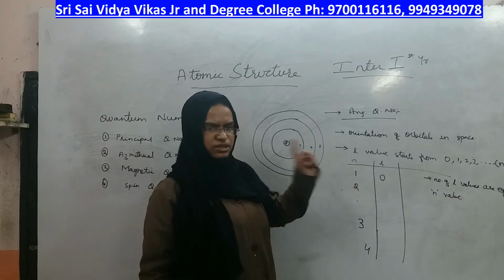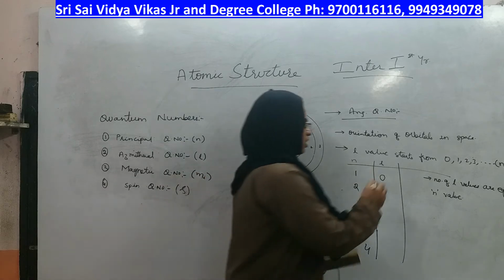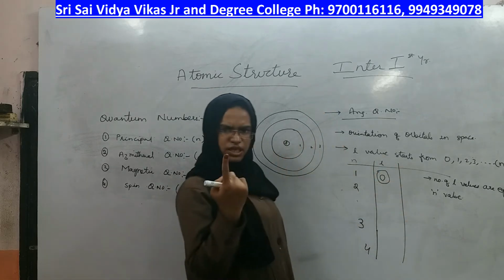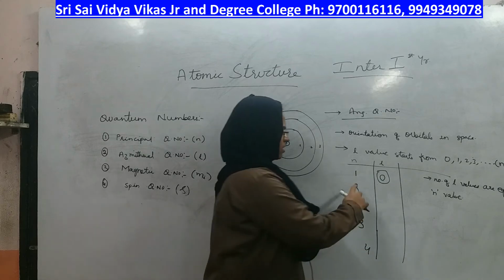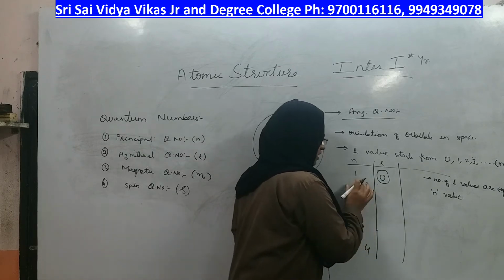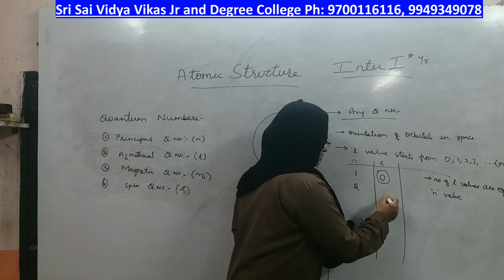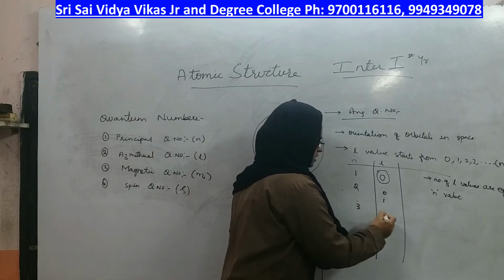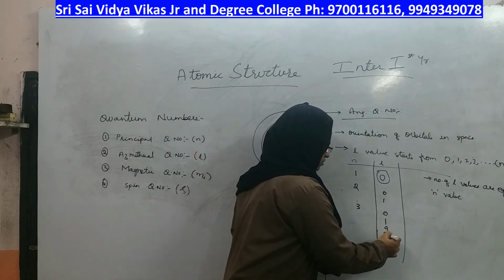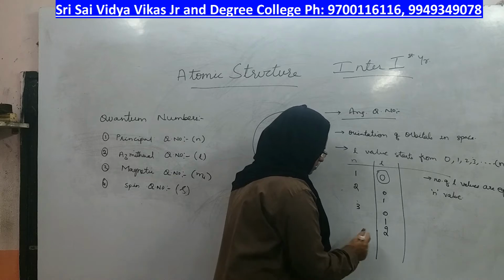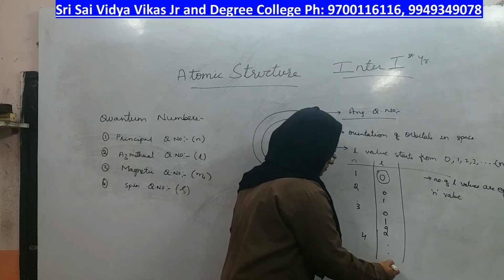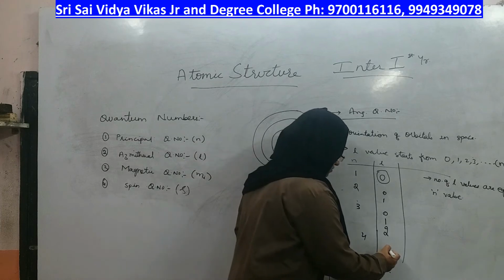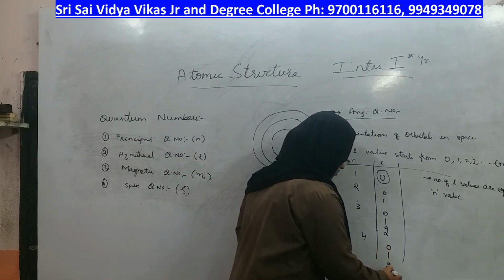So the first main shell has how many? Only one, and that value is 0. Coming to the second main shell, how many subshells should it have? 1, 2. What are the values? 0 and 1. The third main shell has how many subshells? 3, starting from 0, 1, 2. The fourth main shell has how many subshells? 4, starting from 0, 1, 2 and 3.